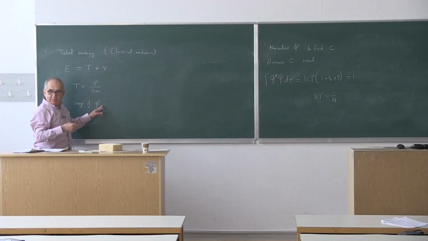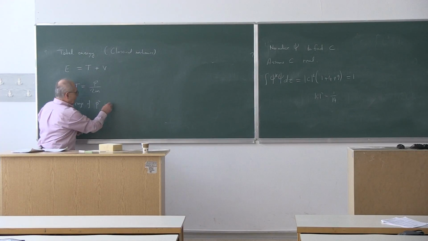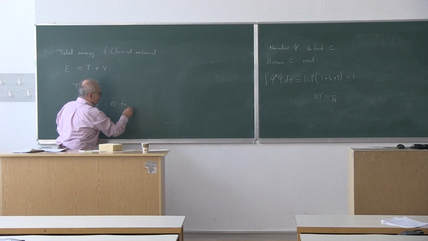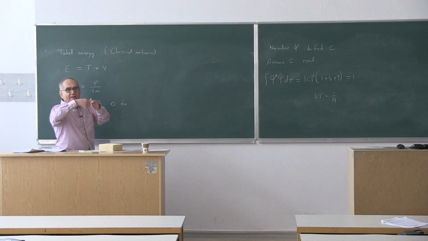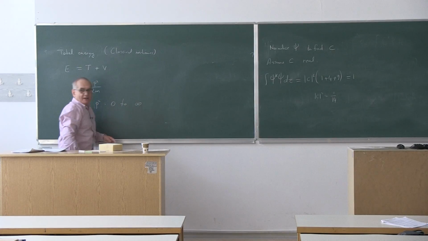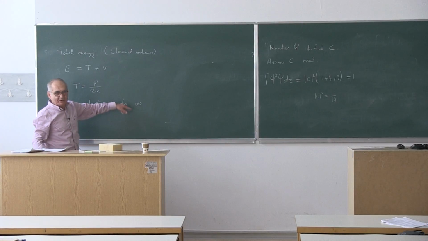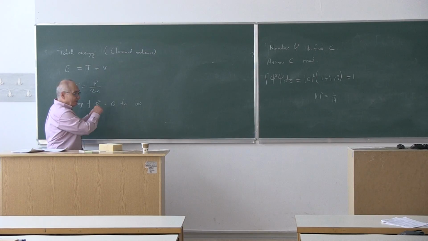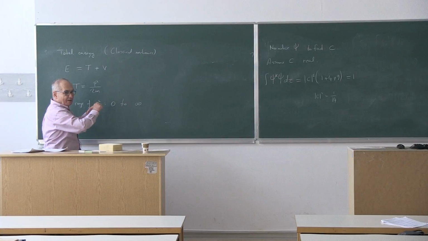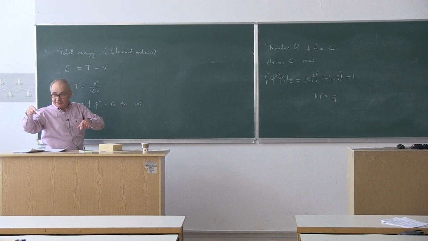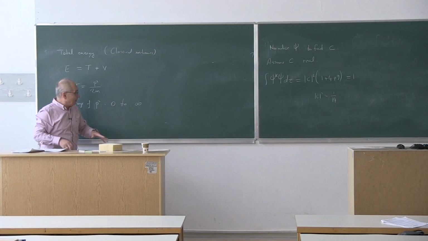This is a positive number, p squared. So all numbers are positive numbers, 0 to... is there any upper limit? No upper limit. So every number between 0 and plus infinity is possible for p squared. And also, the numbers are continuous, aren't they? No jump from one number to another one. Continuous. We are talking about classical energy.